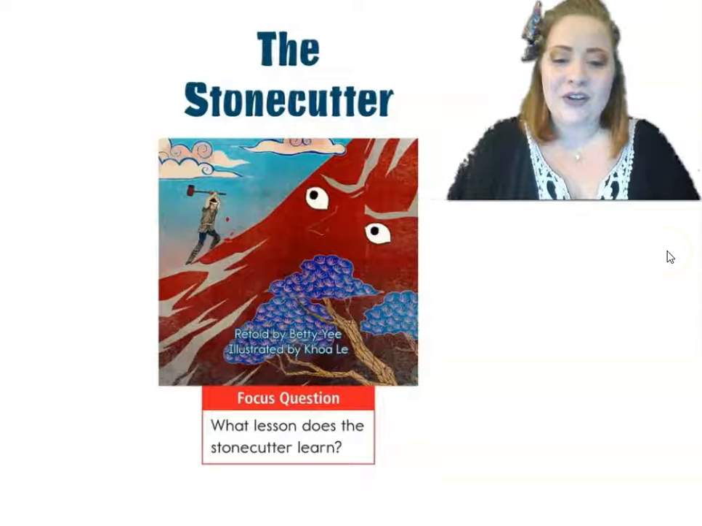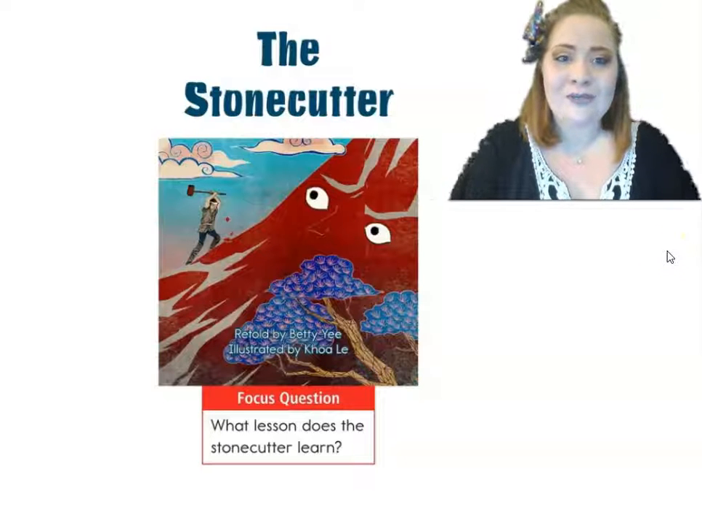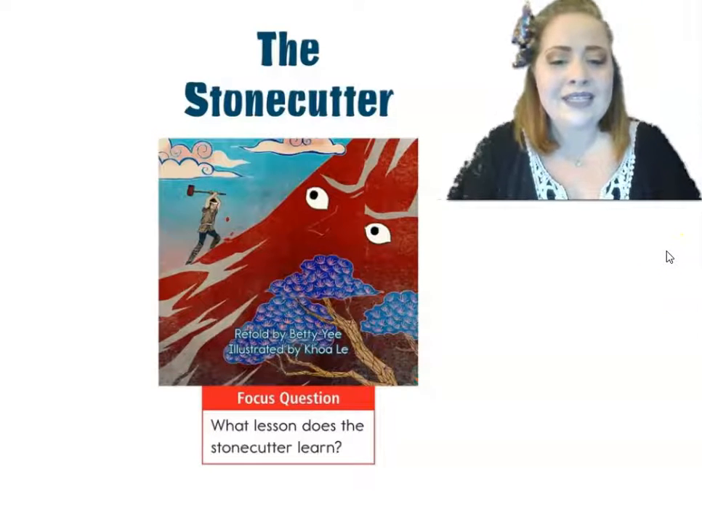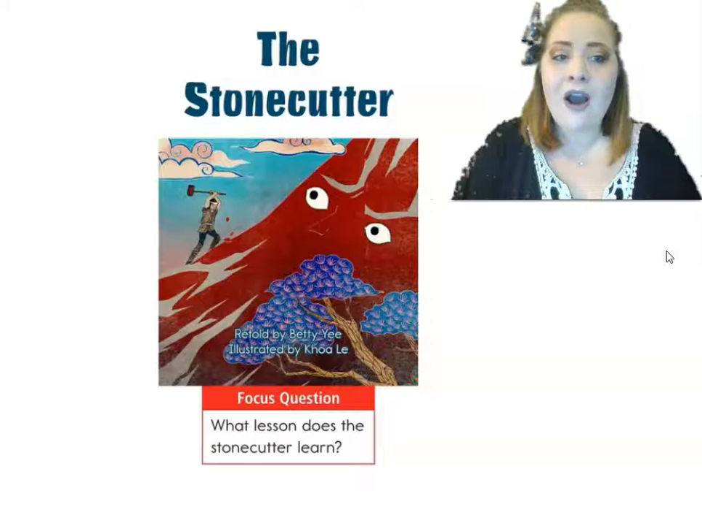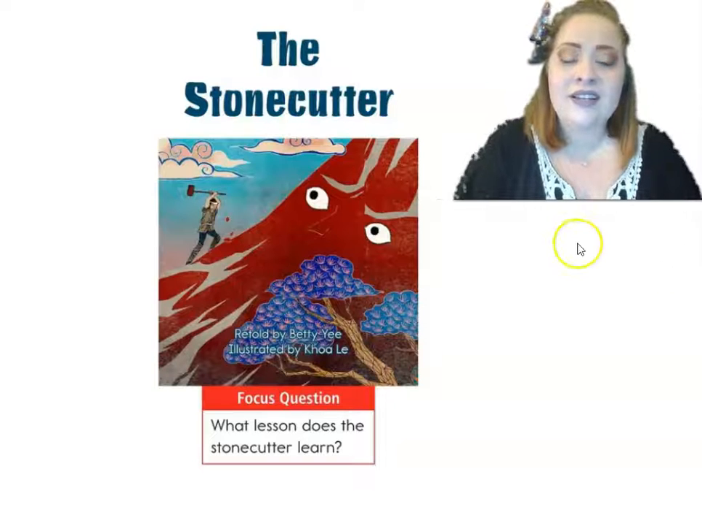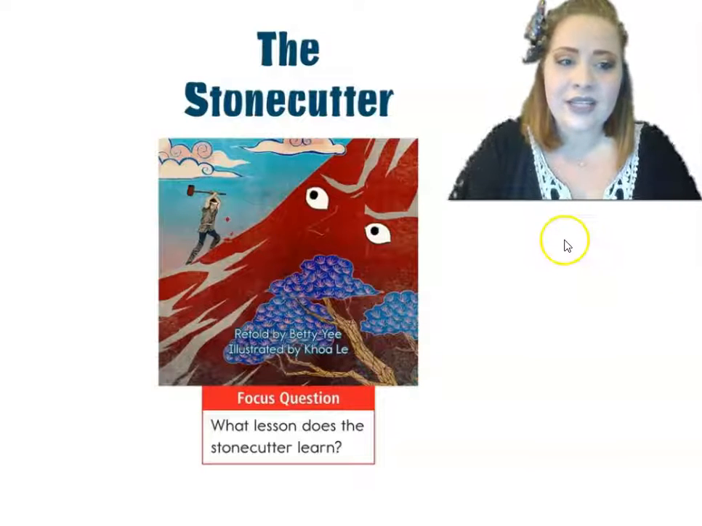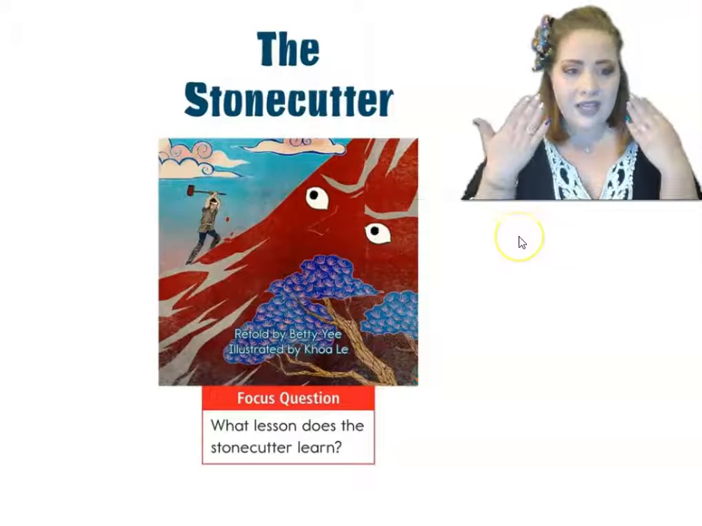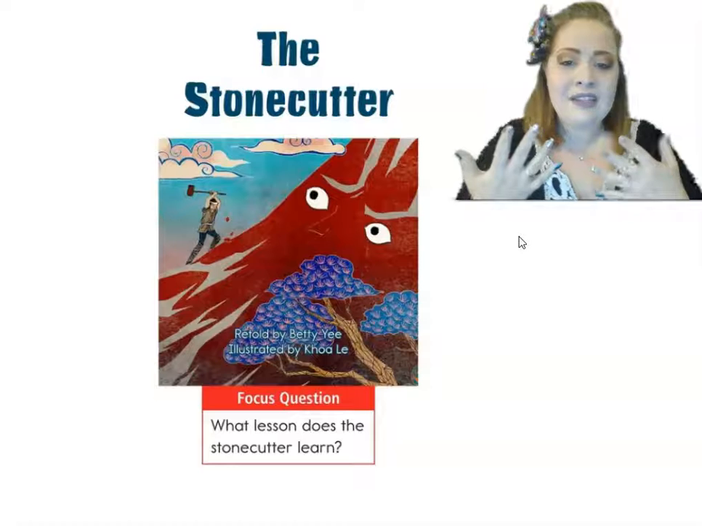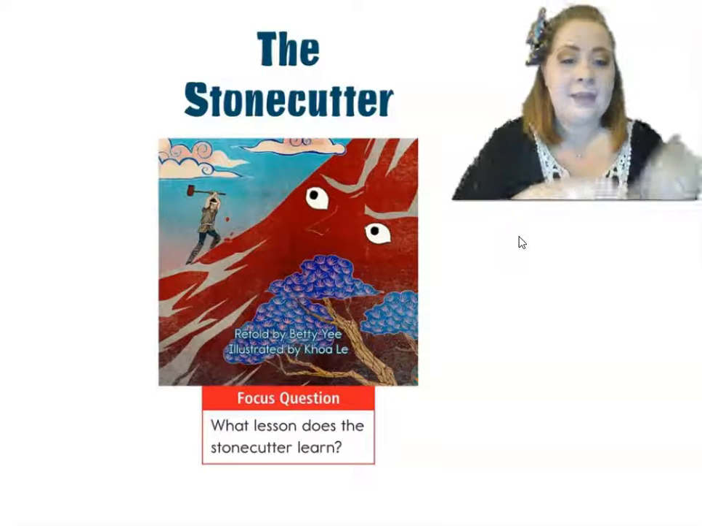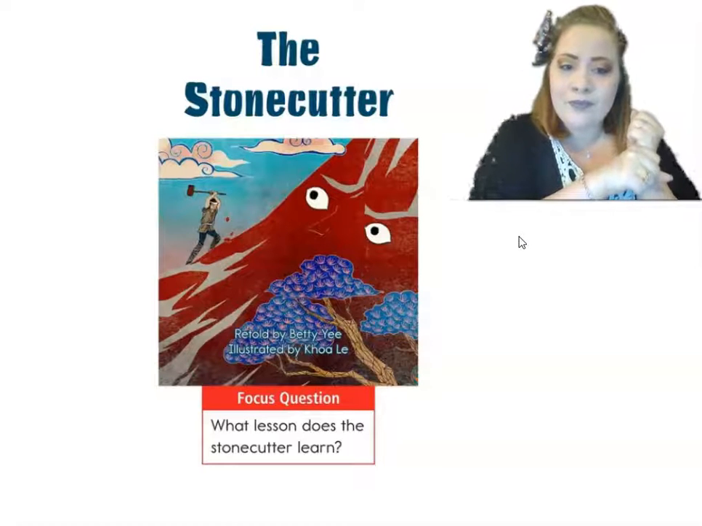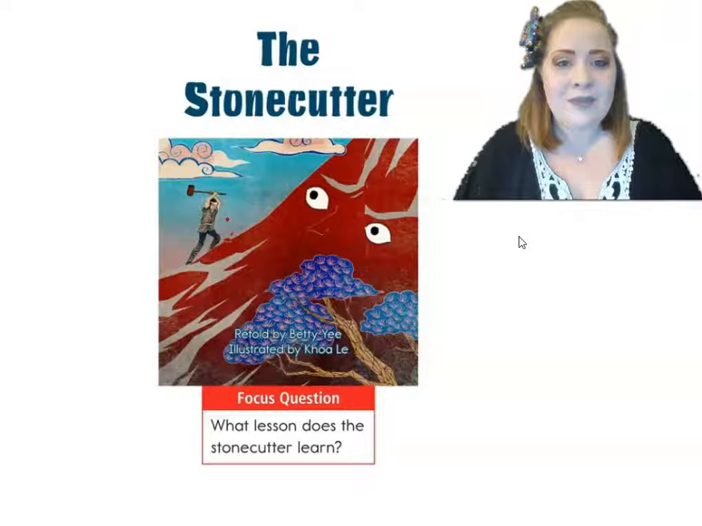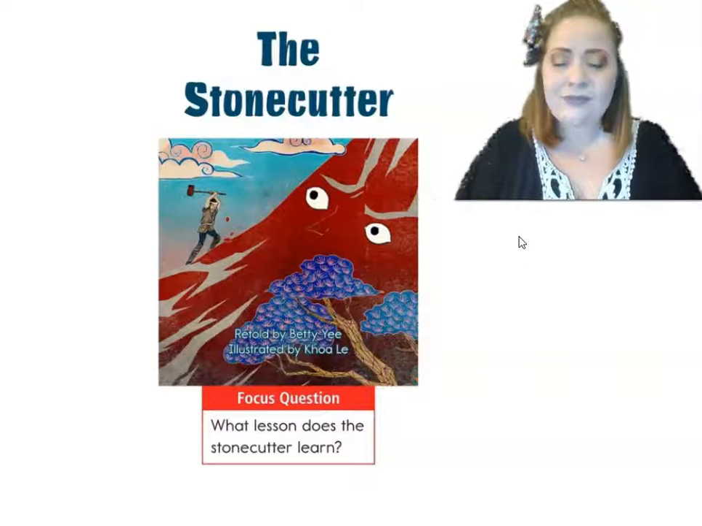The Stonecutter. Our focus question for this book is, what lesson does the stonecutter learn? Often in folk tales, we find a lesson in the story, something that we can take away. If you look at the title page, you can see a picture of a mountain with a face. And there is a man on the side of the mountain, and he has a big hammer. We can use this picture to make inferences about the story. That's what's great about the title page.